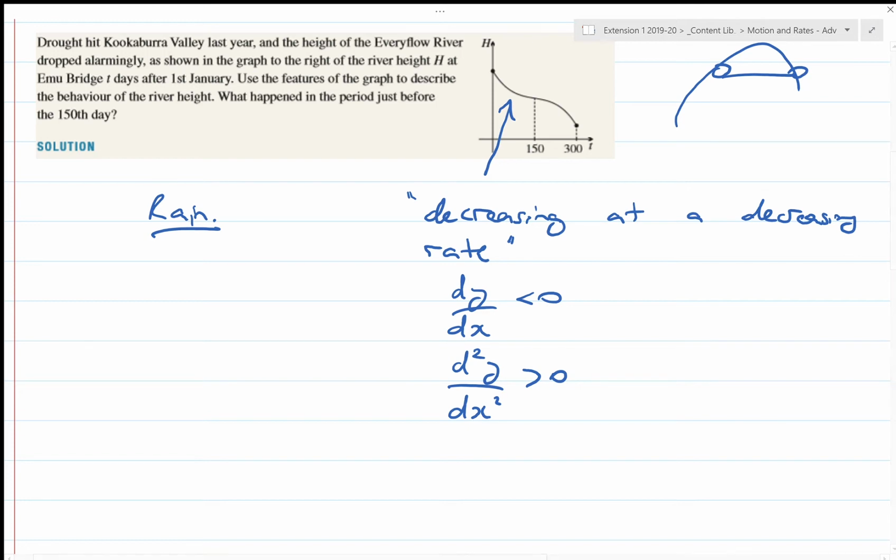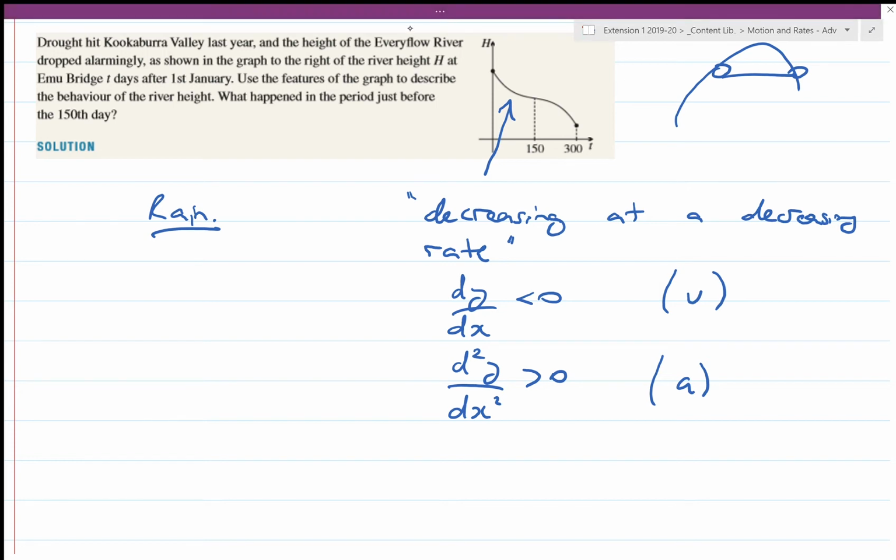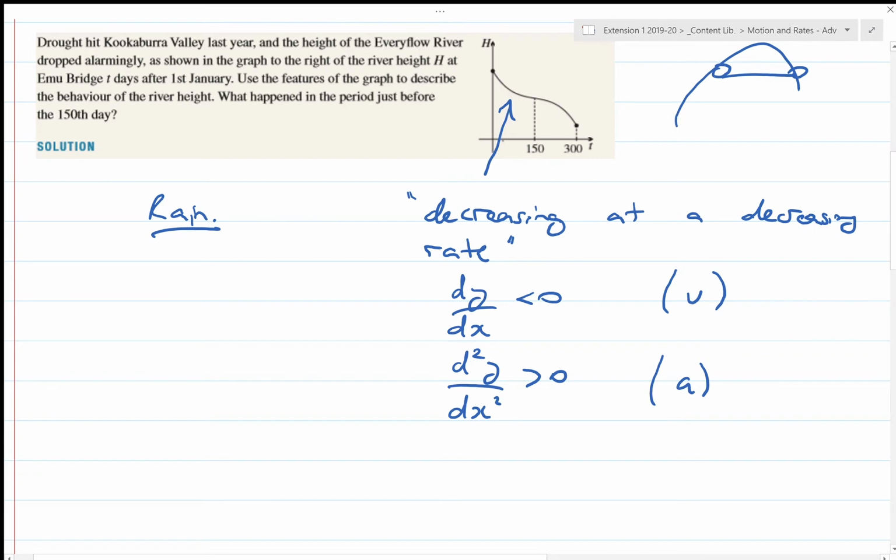Think of it like velocity and acceleration. So this is a car going backwards but being pushed forwards with acceleration. So it's going backwards at a speed, the acceleration is in the opposite direction, so it's slowing down. Okay. And then over here, this is decreasing at an increasing rate.